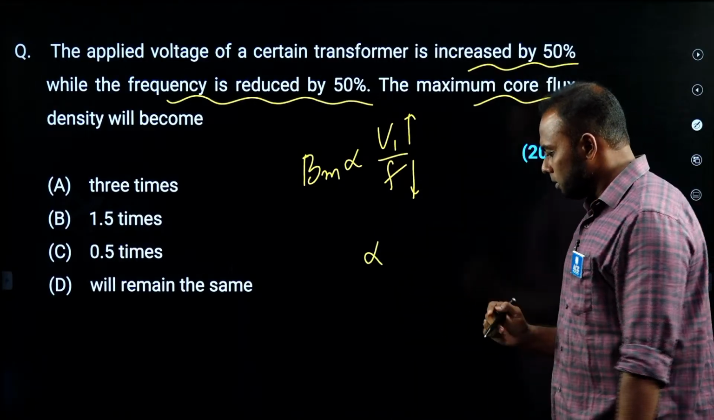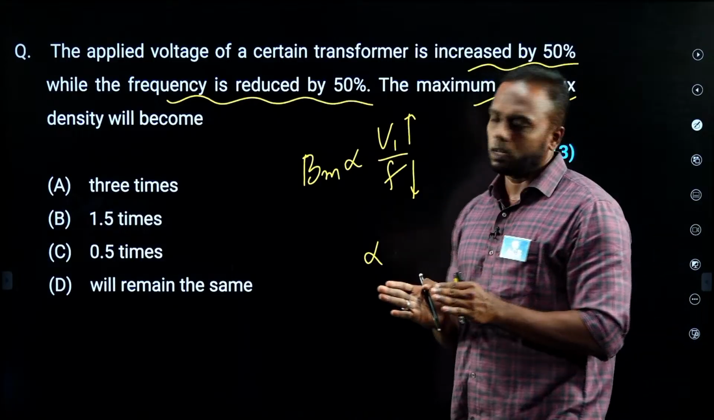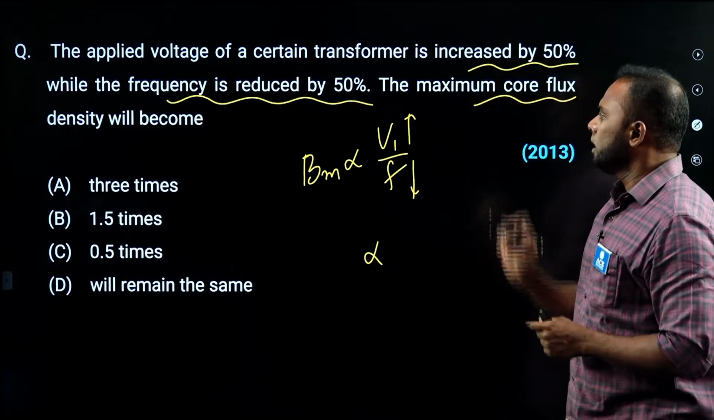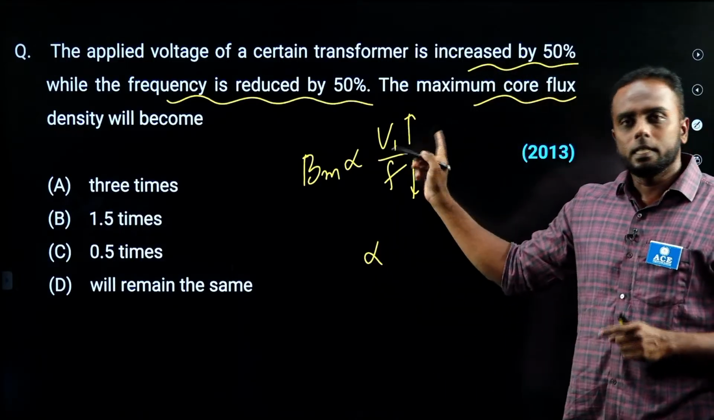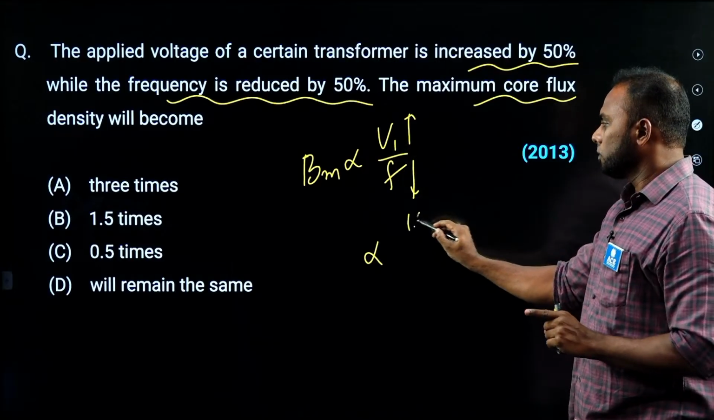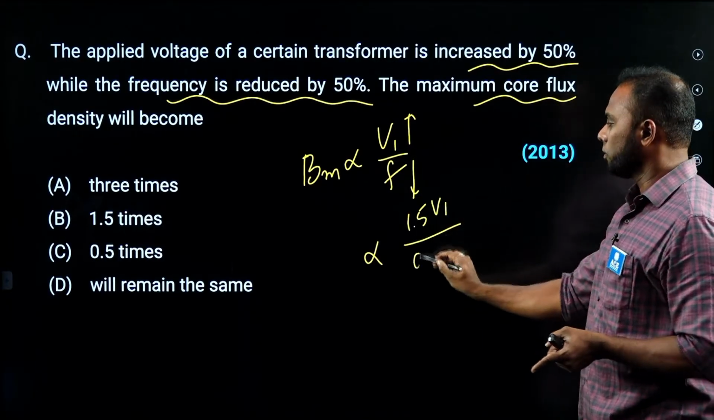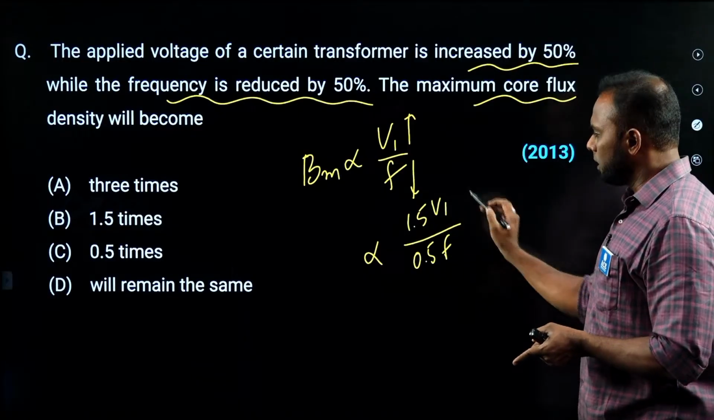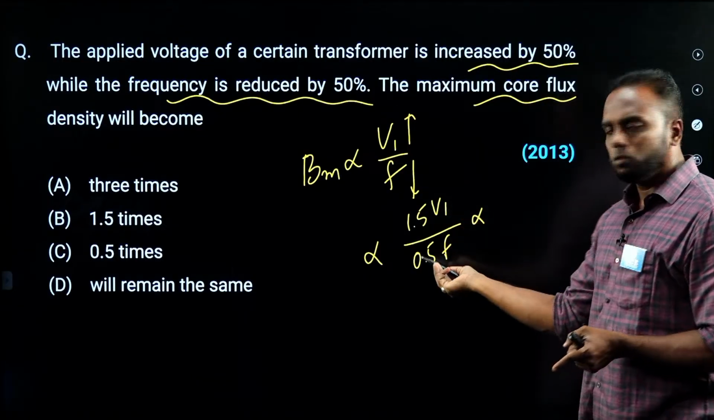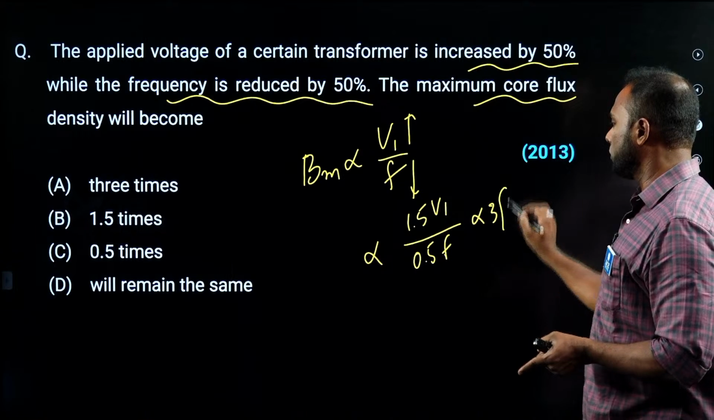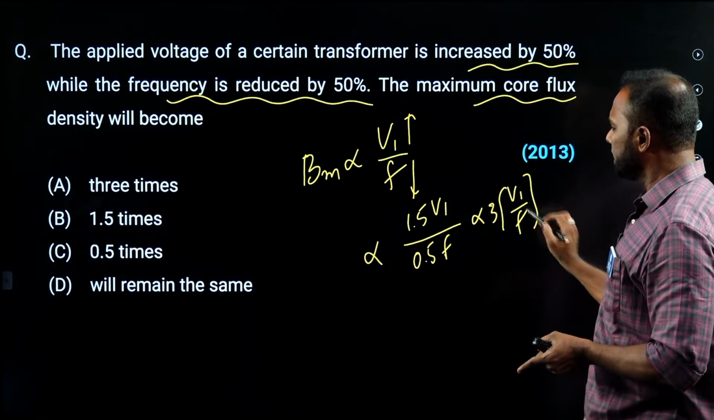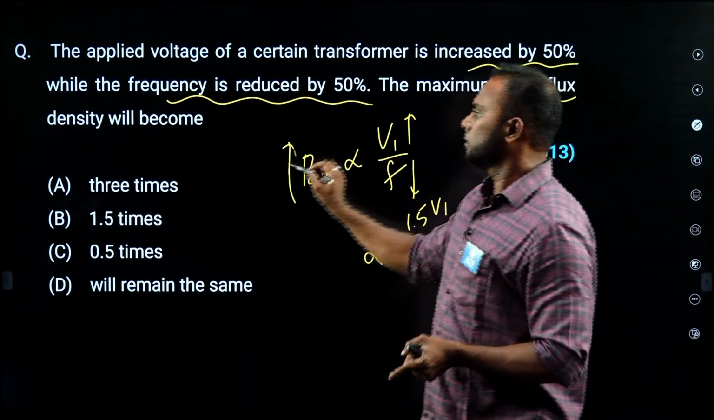50% increased means what? Simultaneously try to give your answer also so that it will be a little interesting. Now voltage increased by 50%, so the new value is 1.5 V1. Frequency reduced by 50%, that is 0.5 F. Then what is this value? This is 3/2 over 1/2, it is 3 times the previous. So the flux density increased by 3 times. So the answer is option A.